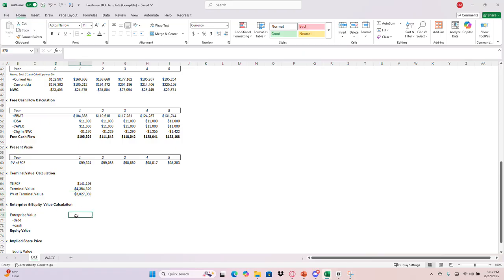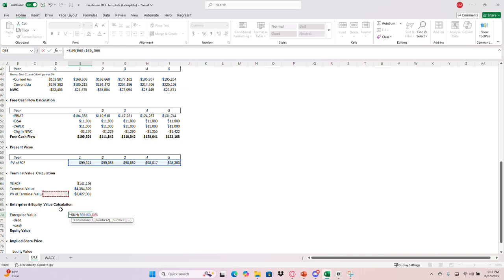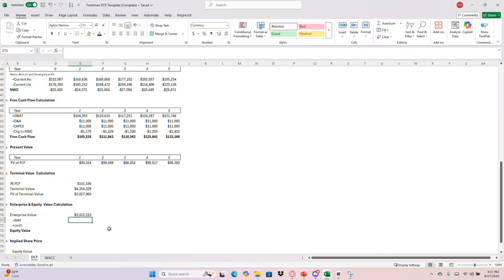And so the next step is calculating our enterprise value. Our enterprise value is basically the sum of all of our future free cash flows and also the present value of our terminal value. In a sum function, you see that I have 2 different variables here. You just break these up with a comma when you're using different areas. If you don't do that, it's going to break. So you have to make sure you split these up with a comma, and that's going to give us our enterprise value.